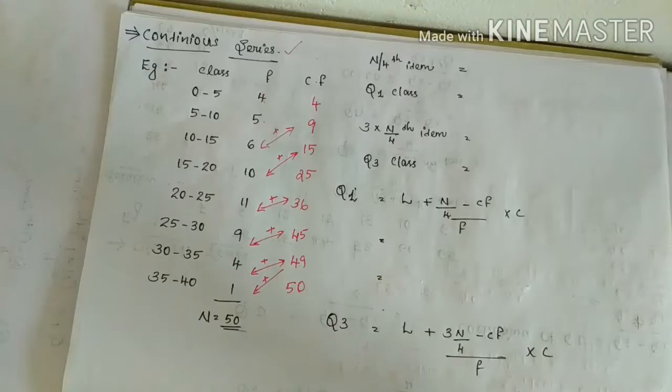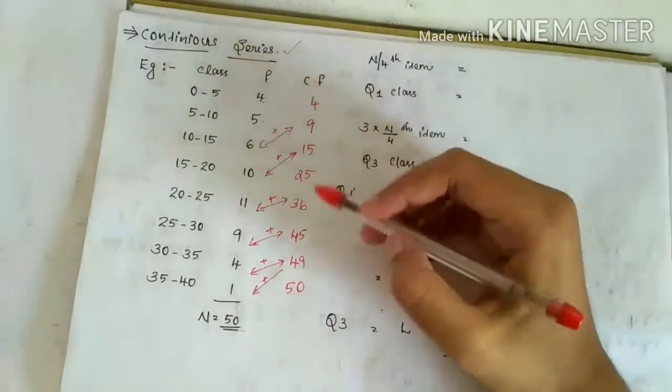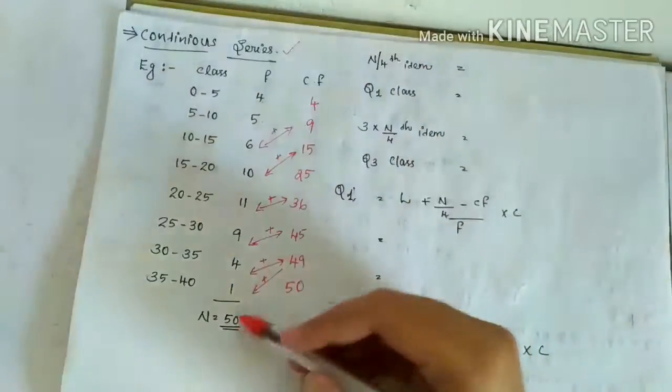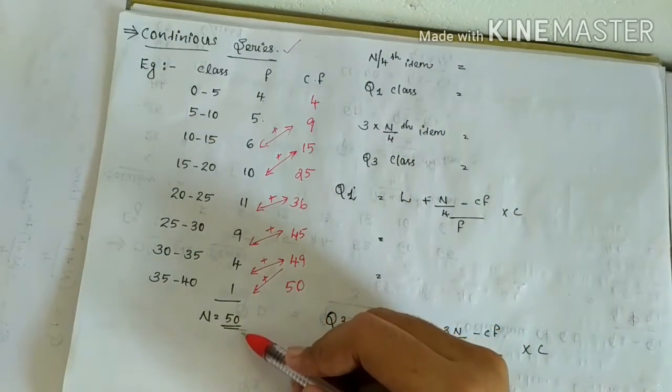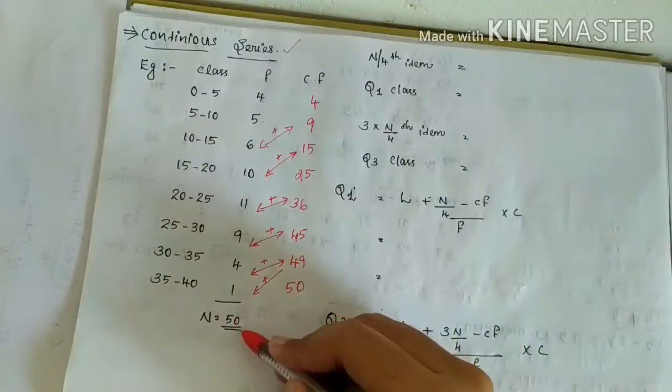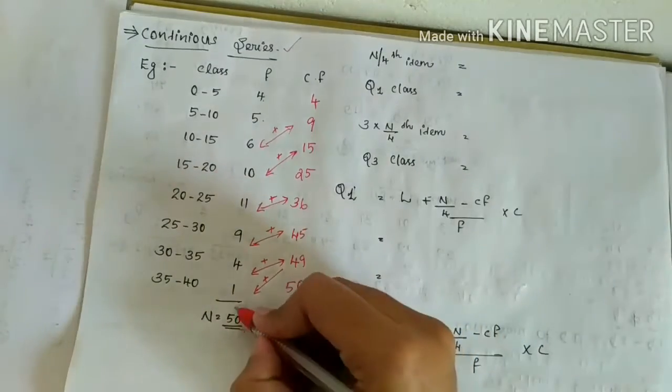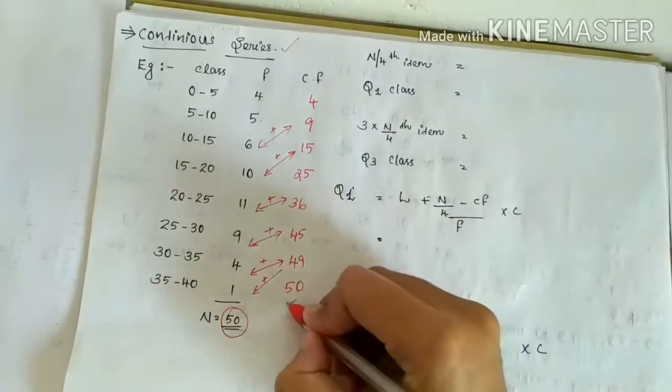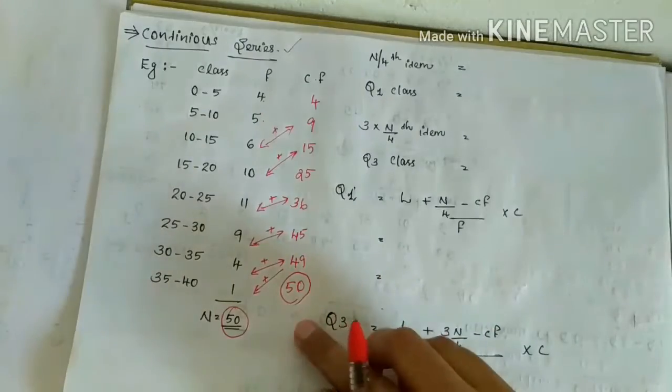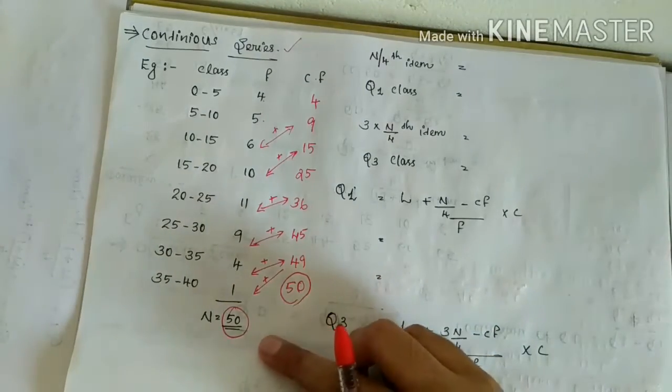Like that. After finding the cumulative frequency of all the classes, the next step is to find the value of n. n is the total of the frequency column. Here n is 50, and the cumulative frequency of the last class is also the same, 50.